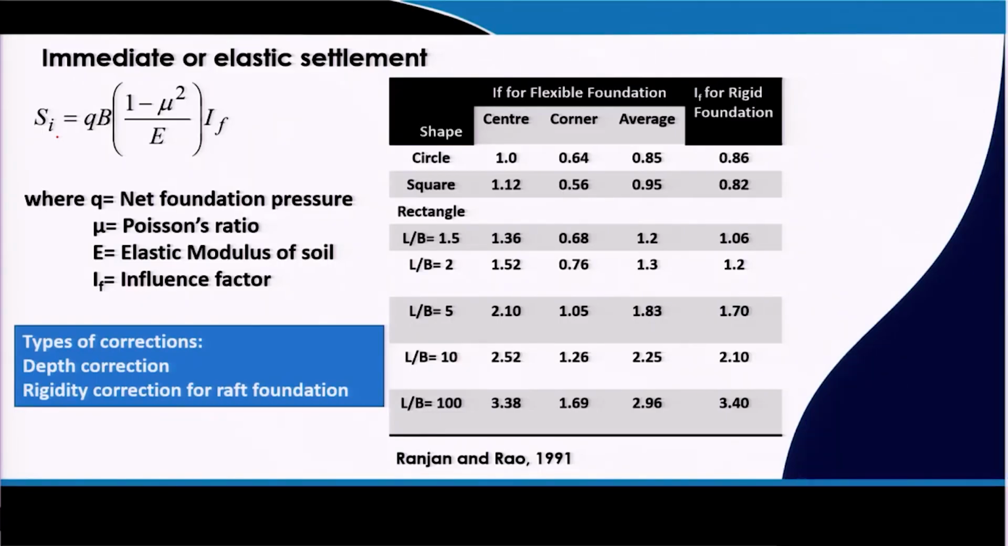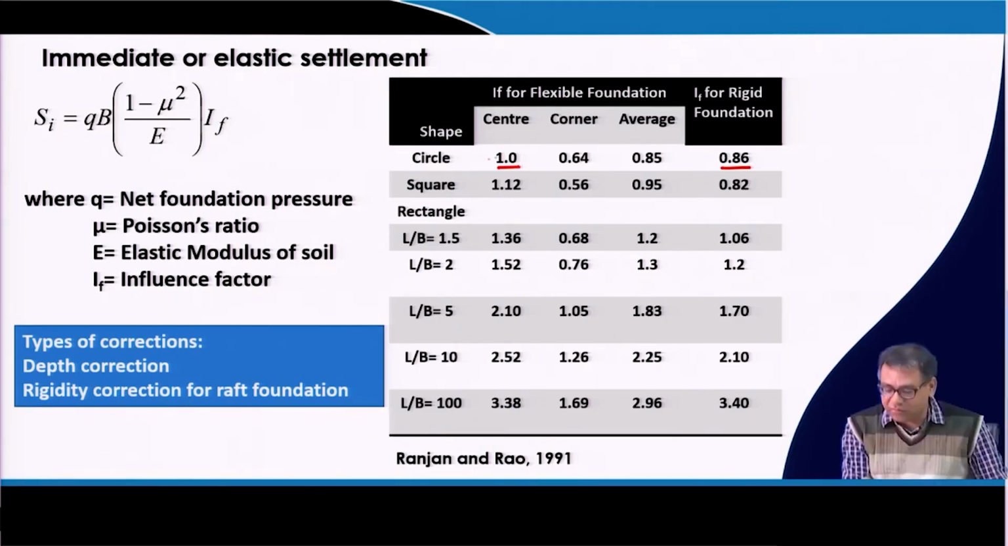Now, what is that rigidity correction value? If you look at these values, for the rigid footing, the center IF value is 1, and for the rigid foundation it is 0.86. Why, for the rigid foundation, is there no center, average, corner? Because if it is a rigid foundation, it is expected that the foundation will settle uniformly. That is why only one factor is given. But in a flexible foundation it is not like that, because at the center and the edge there will be different settlements. So that is why different values are given.